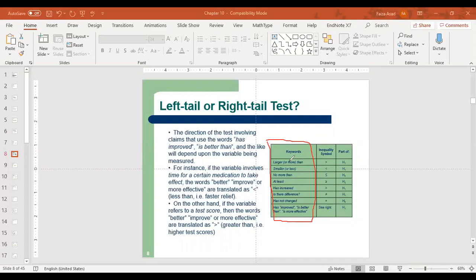So for the left tail or right tail test, if we say smaller, at least, no more than, and is there a difference, all of these will lie on the left tail side. It will be clear when we start doing the examples. So these are keywords which can be used in the question description and their respective symbols.